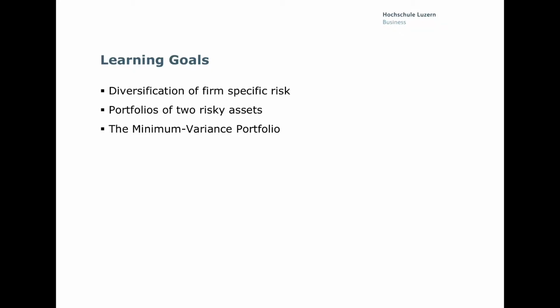The learning goals for Session 3.1 are: you should be able to explain diversification benefits of firm-specific risks, you know how to build a portfolio of two risky assets, and you should be able to compute the minimum variance portfolio.